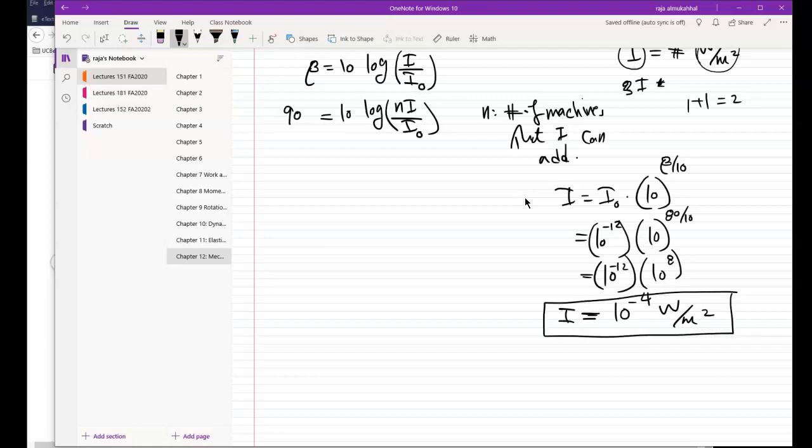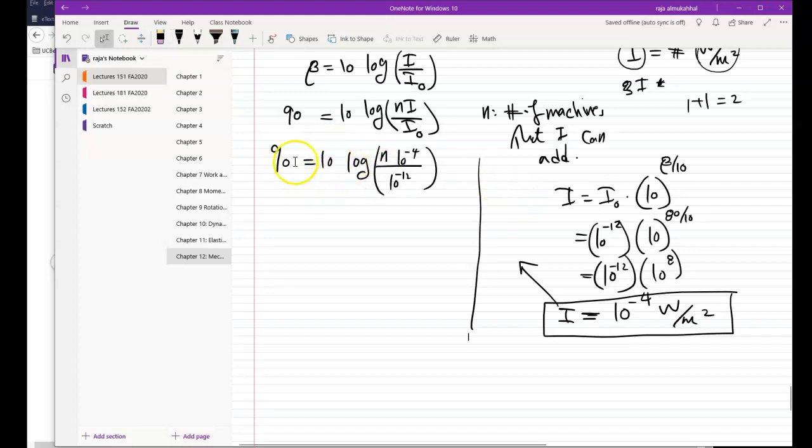So I take that and plug it back in there. So now I come back here. I have 90 equals 10 log n times 10 to the negative 4 over 10 to the negative 12. I hope you're following me on that. And then just clean it up. Move this 10 to the other side. It becomes 9, and that's log n times 10 to the power of 12 minus 4, and that'll be 8.